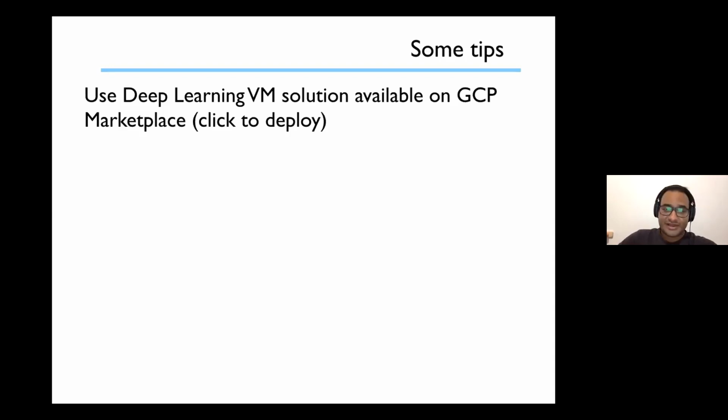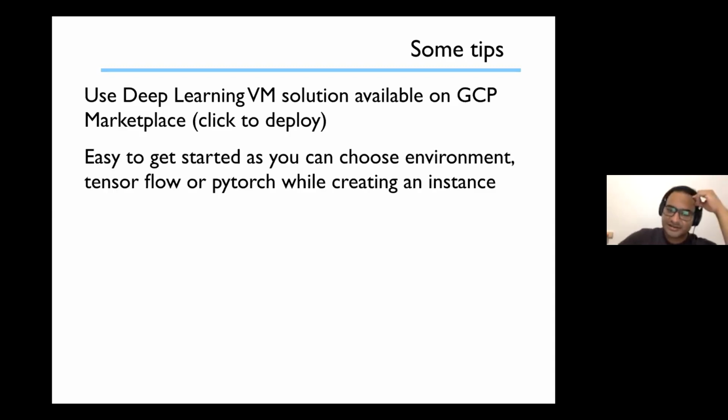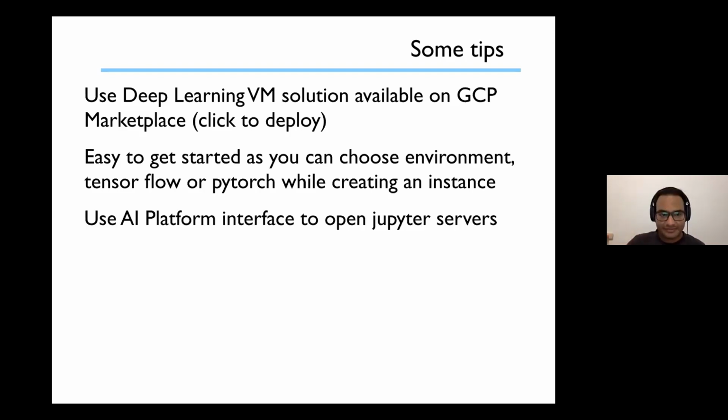So one of the easiest things to do is to use this deep learning virtual machine, deep learning VM solution that is available on Google Cloud Platform Marketplace, and it has a click to deploy option. So you can just customize the instance template, choose an environment, whether you want to use TensorFlow or PyTorch, and it will create an instance, install all the libraries and all the drivers for you, and that saves a lot of time.